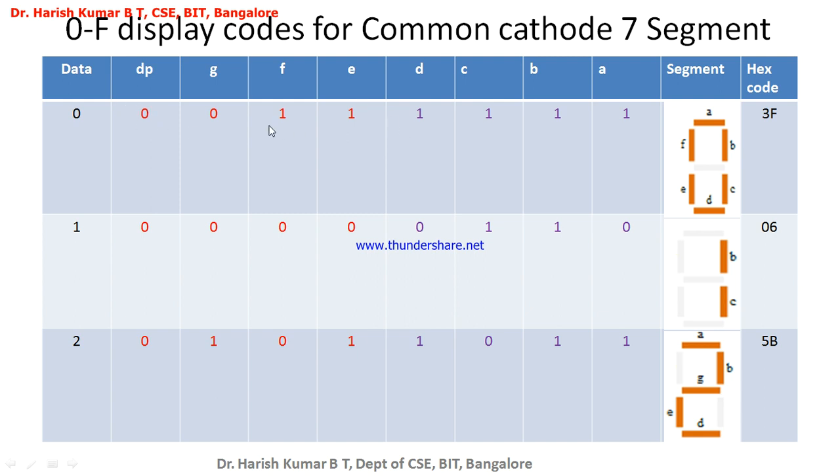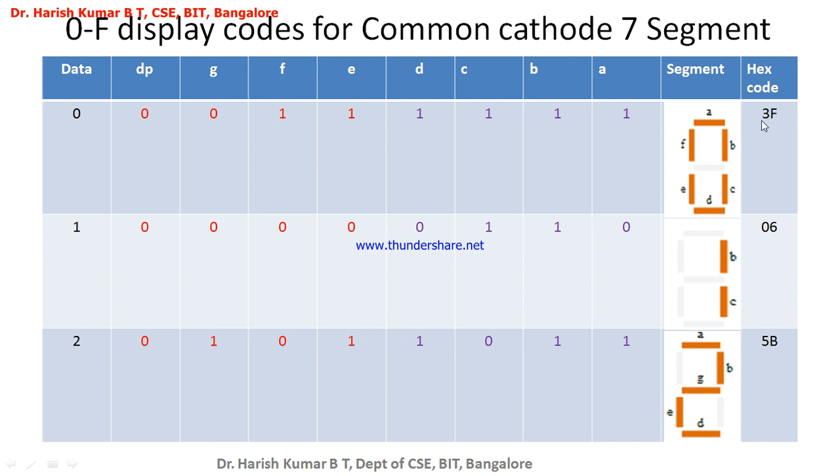Now what is the data corresponding to this, the hexadecimal equivalent of this? The 0, 0 which you are seeing in red, 0, 0, 1, 1 is 3. That is the hex code which I have written here, 3, and 1, 1, 1, 1 which you are seeing in blue is F. 3F is the data which I need to give on the port pins to which this common cathode LED is connected in order to make it display 0.